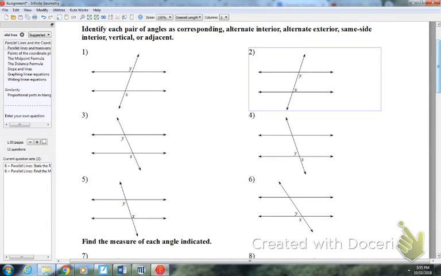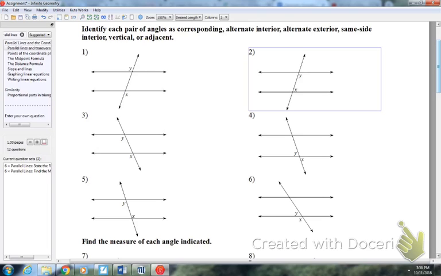Okay, this next video should be a review of what the previous video was covering. So we're going to review how to recognize what pair of angles we're looking at, whether they're corresponding, alternate interior, alternate exterior, same side interior, vertical, or adjacent. So again, this should be a review. So if I look at problem number 1, it's not too complicated of a picture.